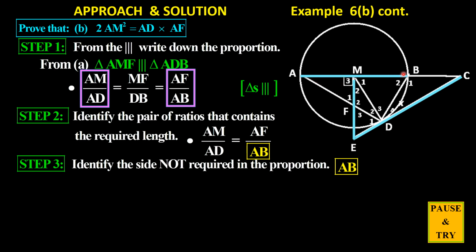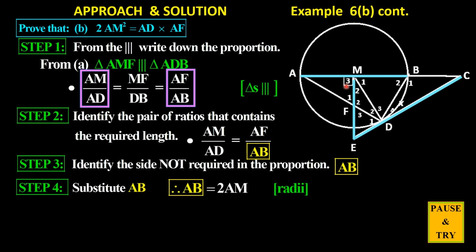Let's see, there's AB, and what do we know about AB? AB is a diameter, and what do you know about the diameter? The diameter is double the radius, right? So it can be double what? It can be double AM, or it can be double MB. Let's see which one we need. We want AM, so I don't want to introduce another side in here, so AB is actually double the AM. So I'm going to replace AB with 2AM.